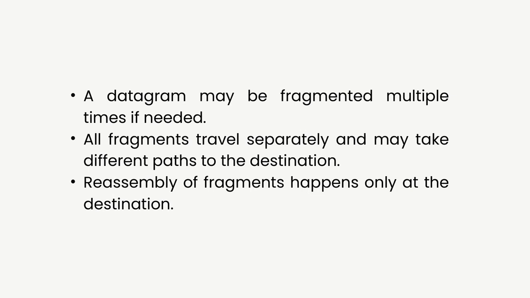A datagram, as we've discussed earlier, can be fragmented multiple times if necessary to fit the constraints of the network. This means that when a large packet needs to be sent, it doesn't have to wait or be blocked. Instead, it can be broken into smaller pieces. Now, an important point to remember is that each of these fragments travels separately. They don't stick together or follow the same path through the network. In fact, they can take different routes, possibly even arriving at the destination at different times.